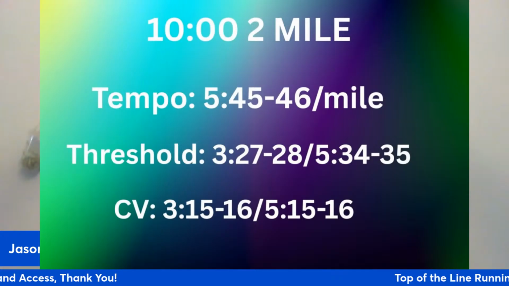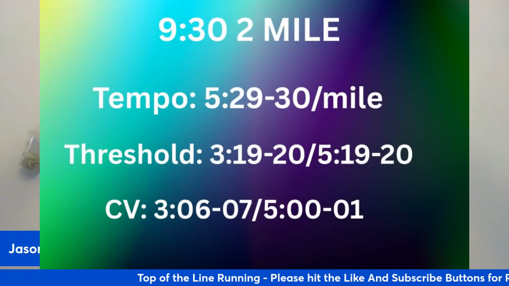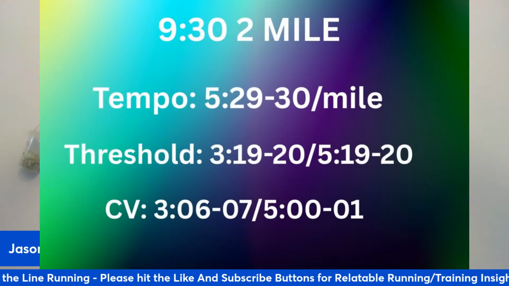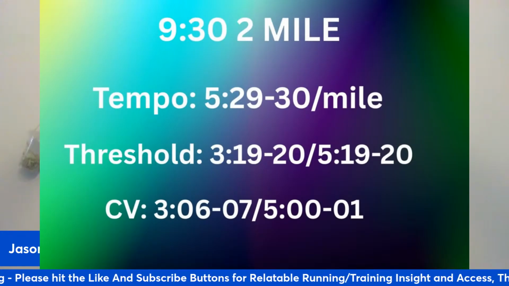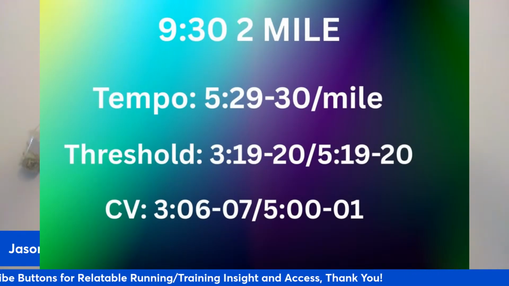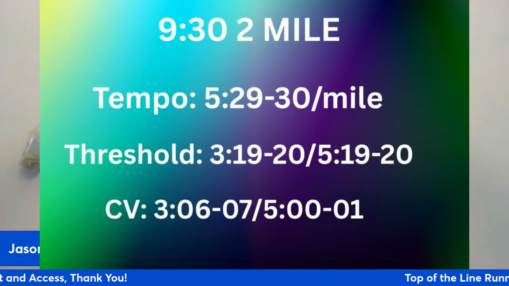Okay, now 9:30 for 2 miles, 5:29 to 5:30 per mile is your tempo pace. Okay, about a minute slower, something like that, or 45 seconds slower per mile than what you're averaging for the 2 mile. So if 9:30, you're looking at 4:45, you add 45 seconds per mile, you're at tempo pace. Okay, that's an easy way to calculate it.